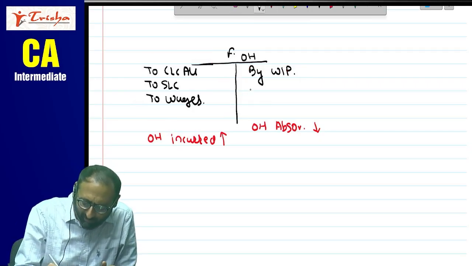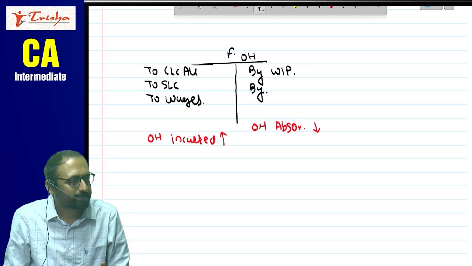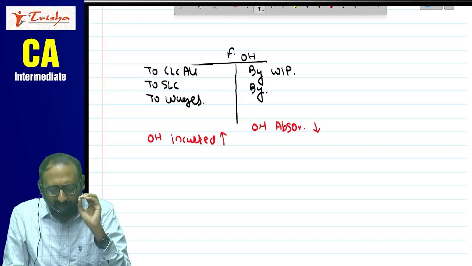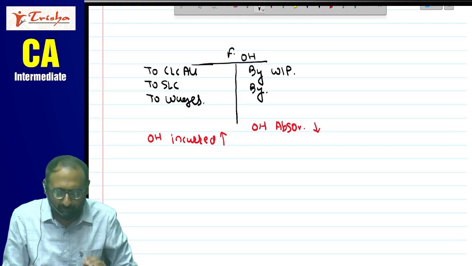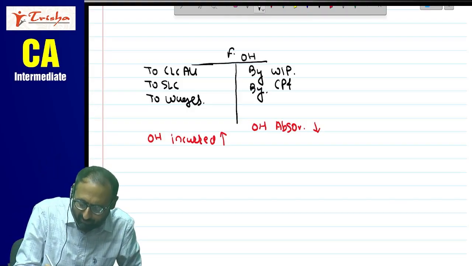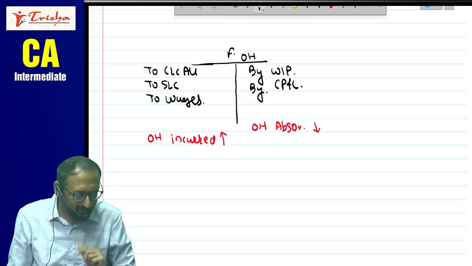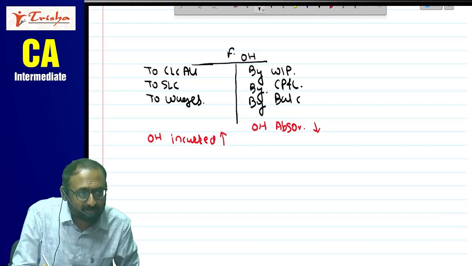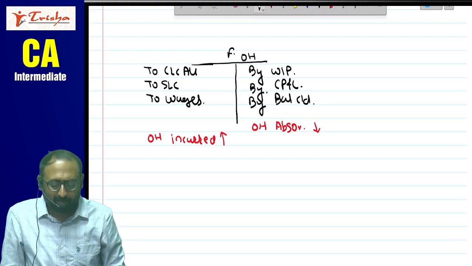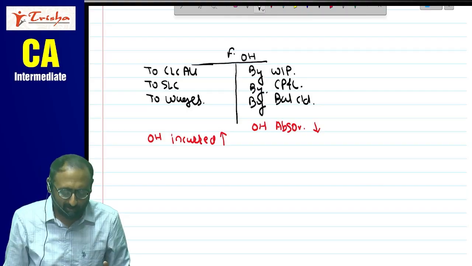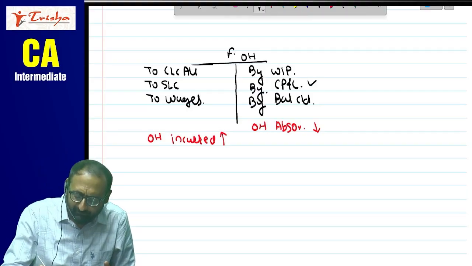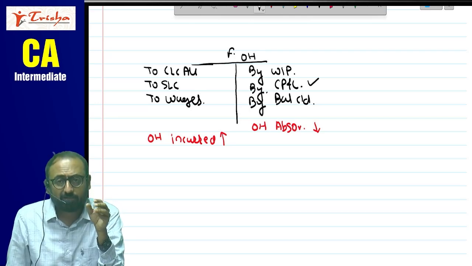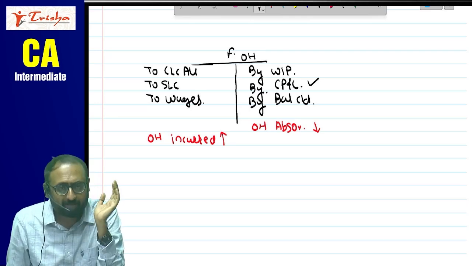Now there are two treatments of under absorption of overheads. First treatment, you will write off that under or over absorption to the costing profit and loss account, by costing profit and loss account, or you can carry forward that under or over absorption to the next year, by balance carried down. Any one of the two methods we can follow. If it is given in the question, write off to the P&L account. If in a question it is given to carry forward to the next year, then by balance carried down.